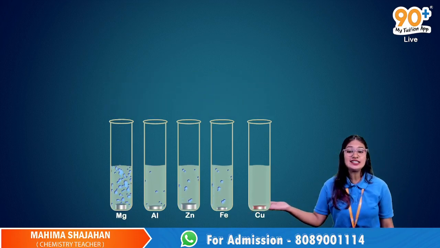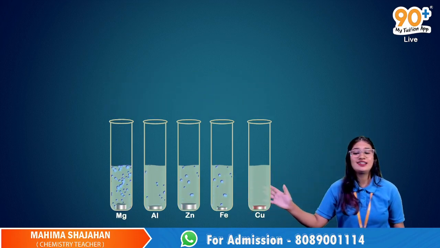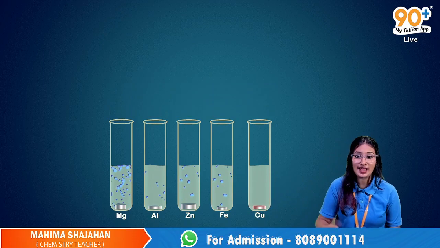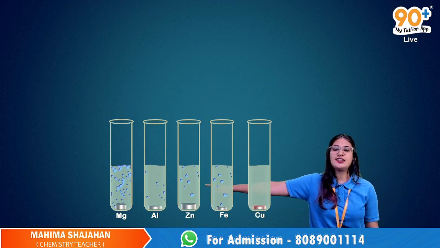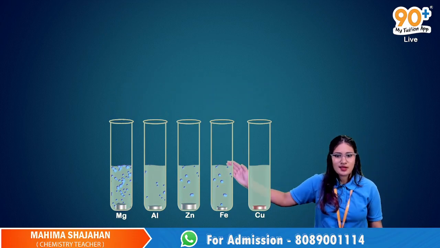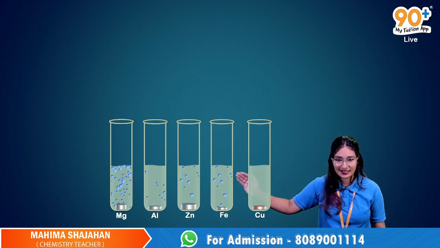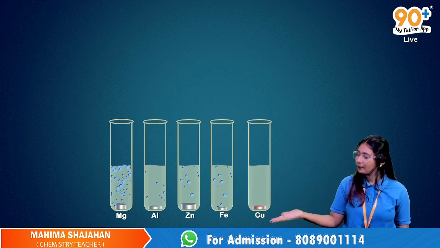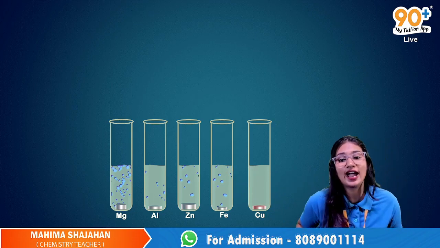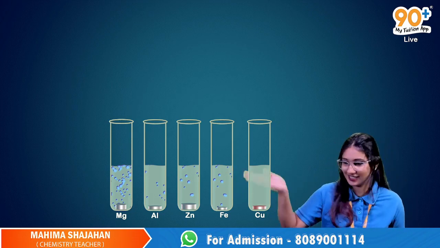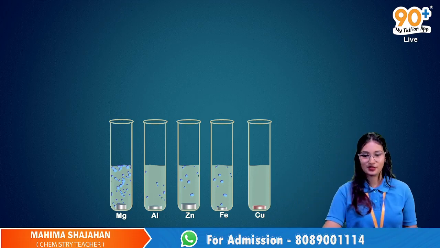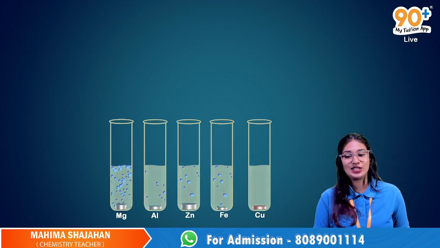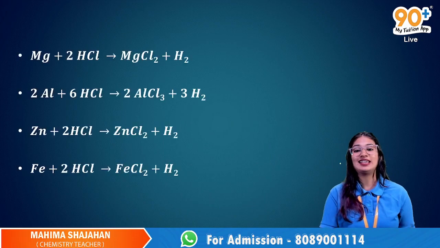You can clearly see that these metals are reacting in different manners. Magnesium is vigorously reacting with the acid. Aluminium is less reactive. What about copper? Copper is not even reacting with our acid. Thank you so much. You can remove the animation. That's it. So, different metals react in different manners.